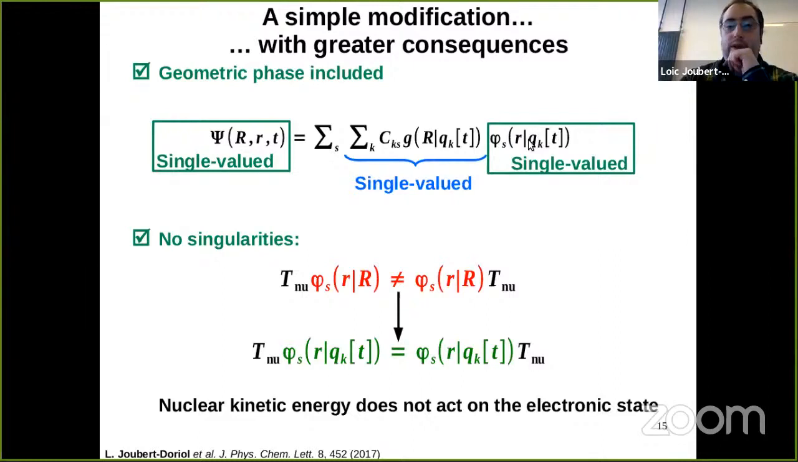So we have single valued states, and therefore the nuclear part can be single valued without any problem. As for the singularities, we saw that the singularities were coming from the non-adiabatic coupling matrix. And that was the result of the action of the nuclear kinetic energy on the electronic state, but here they don't depend on big R, so basically it gives zero.